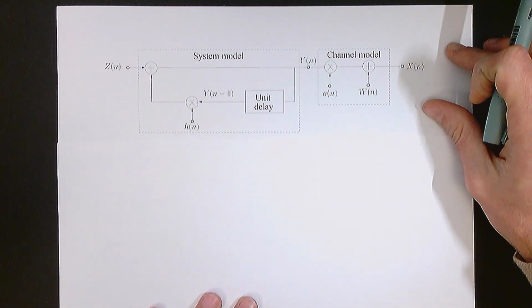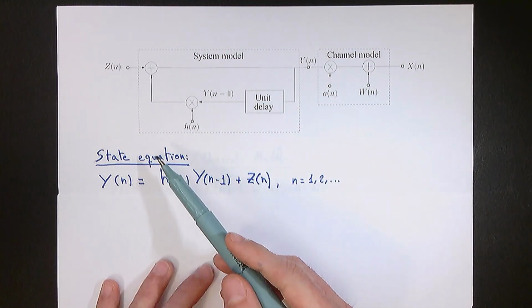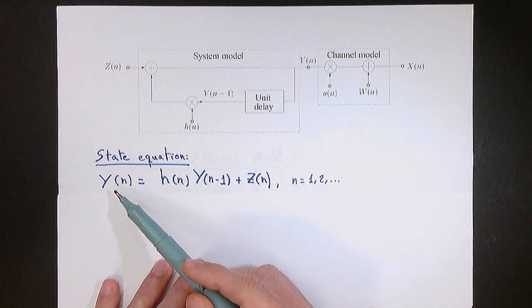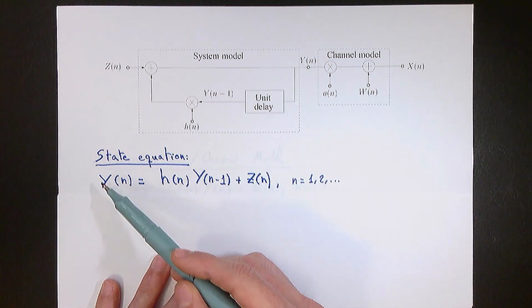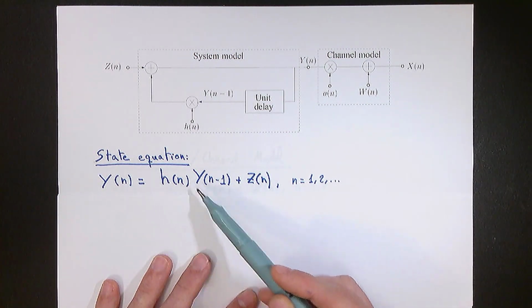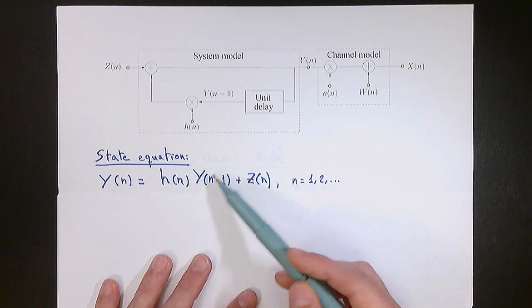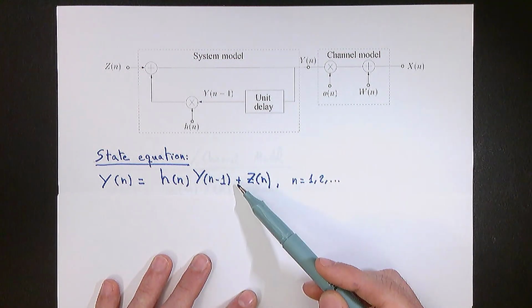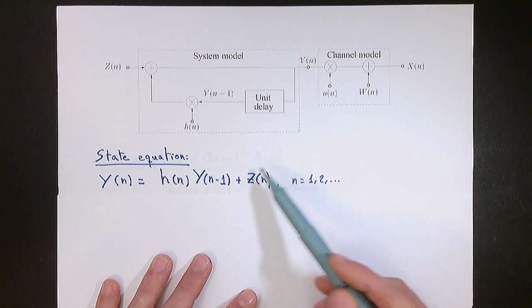So, based on this block diagram, we can actually write what we call the state equation for the process y of n. We can say that at any given time, the sample n of a process y will be made of the multiplication of a given constant h of n with the previous sample of y of n minus 1, plus a sample of a noise process z.